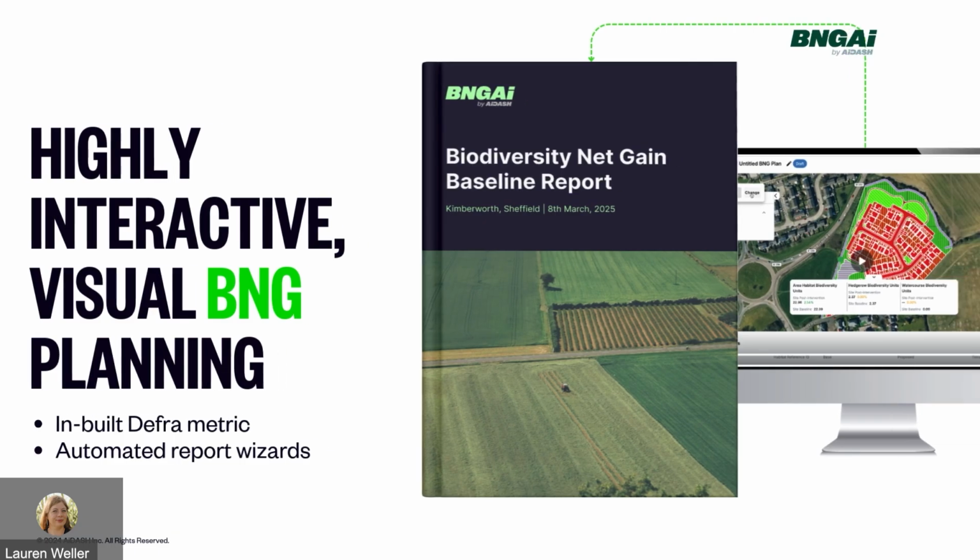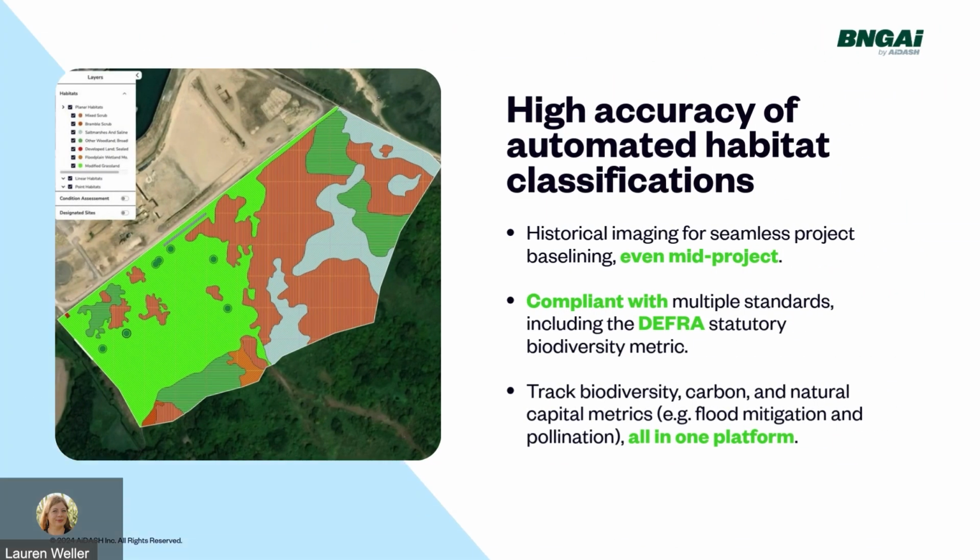So our accuracy tends to be very precise because it comes from remote, very positionally accurate data. We use historical imaging for seamless project baselining, even mid-project. So if you had started a project, for instance, or if there was a suspicion of prior degradation, we could go and do the baseline for any date that was desired. So if a client has started the development and we need to know what was there before, we'll set our historical imagery 2 years back and we'll map the site as if it was prior to the development starting.